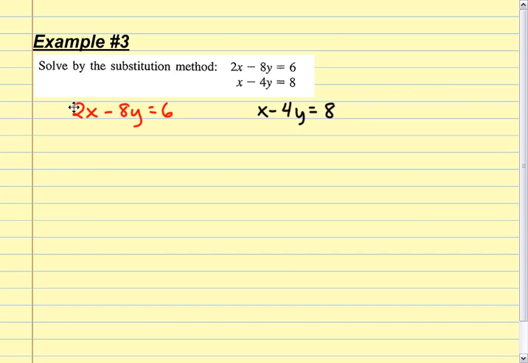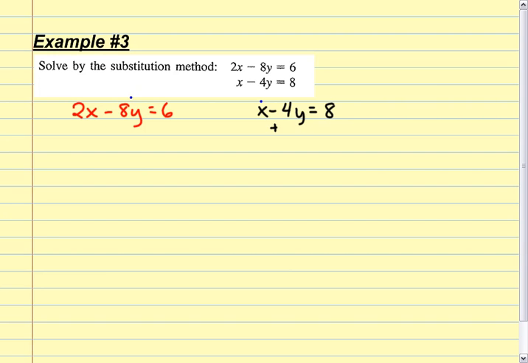Okay? Now remember, please take a moment. Find out which one's easiest. Don't go over here to 8y and try and get that by itself. Subtracting 2x and dividing by negative 8, that's ugly. It's going to give us some ugly fractions. All right? It's clear that this x is the easiest one to get by itself.